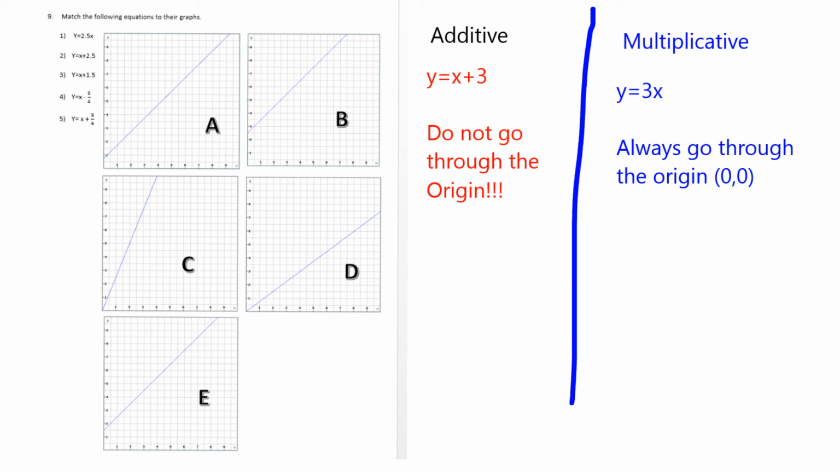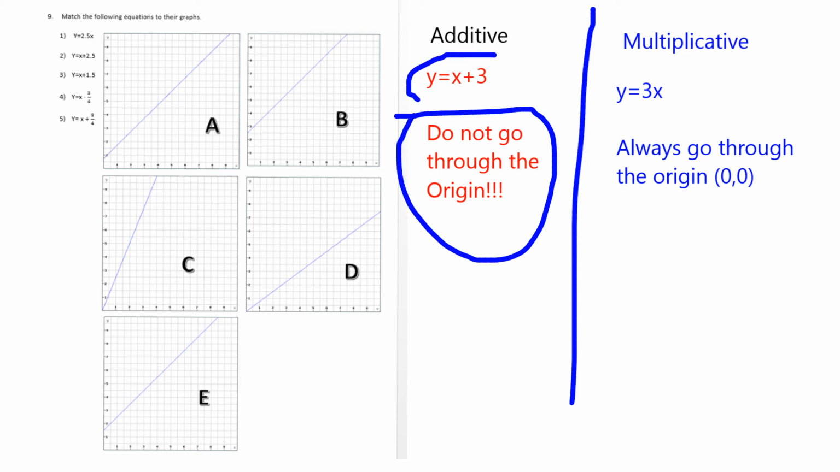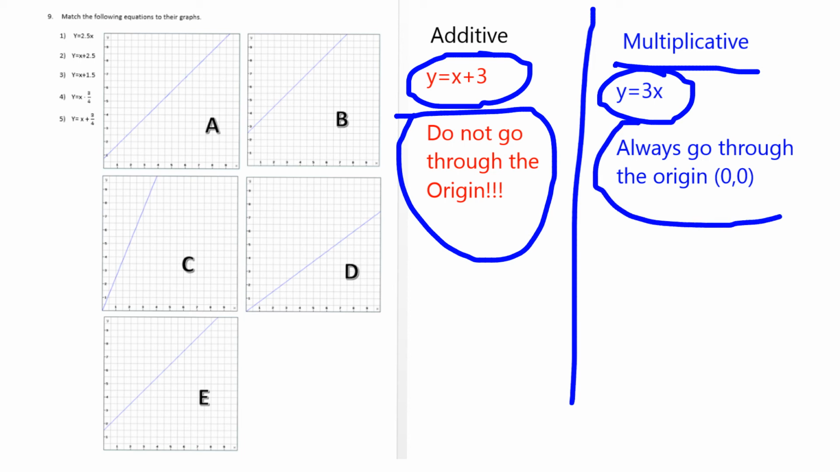Now we know the difference between an additive and a multiplicative equation. An additive does not go through the origin, and it's in the form y is equal to x plus 3, where you're adding something to the x value. The multiplicative, on the other hand, multiplies something times the x value, and it always goes through the origin. Make sure you recognize that. That is going to help you out a lot.